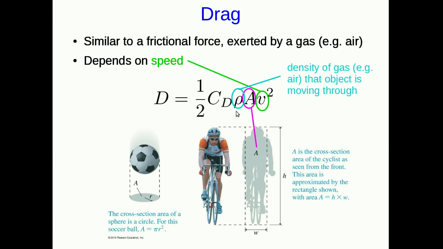This symbol is the Greek letter rho, and it stands for the density of the gas that the object is moving through. And finally, this C sub d is called a drag coefficient. It's a property of the shape, and this is what accounts for streamlined objects having less drag on them. Drag coefficients are typically around a half or thereabouts for a sphere, but they can be considerably higher for a very unstreamlined shape, and they can be below a half for teardrop shapes and things like that.